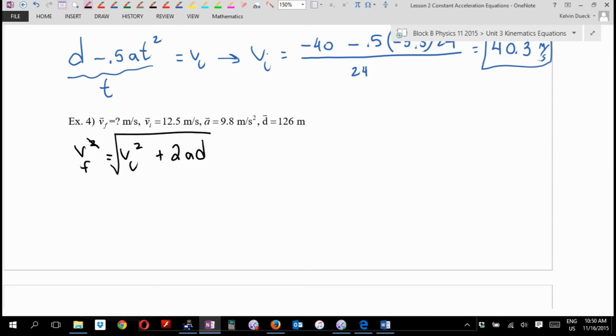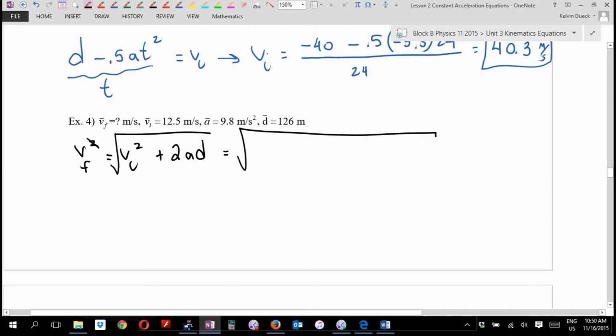I know it looks complicated. Let's plug and chug. Great big square root. Jaden, what's VI? And then my equation is 12.5 squared. Yes? Plus 2. What's A, Jaden? Positive or negative? 9.8 positive. And D is 126. Okay.